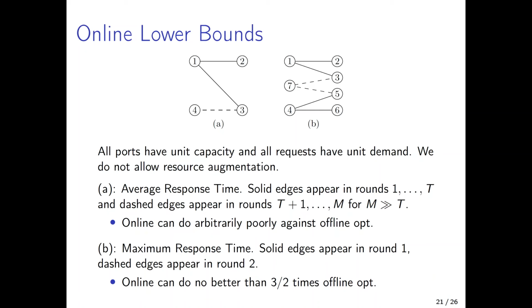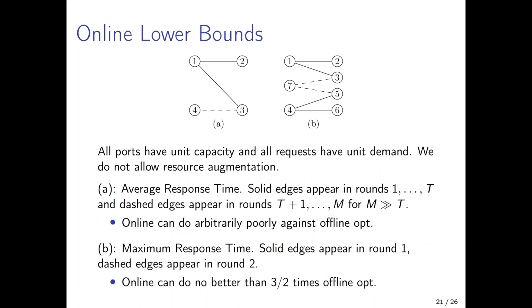An optimal solution will schedule all of edges 1, 3 in the first T rounds, and then schedule the remaining 1, 2 edges in parallel with the first T instances of edge 4, 3. This entails that only T edges are delayed by T rounds. However, any online algorithm will, at best, leave half the 1, 3 edges remaining after T rounds, which entails that M edges are delayed by T over 2 rounds. This yields an arbitrarily large competitive ratio.